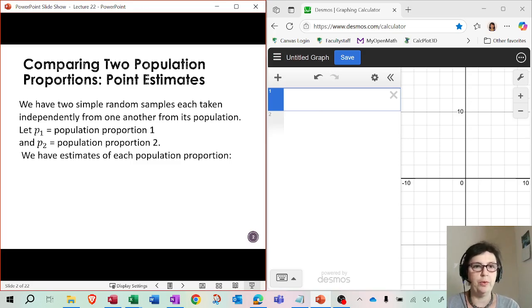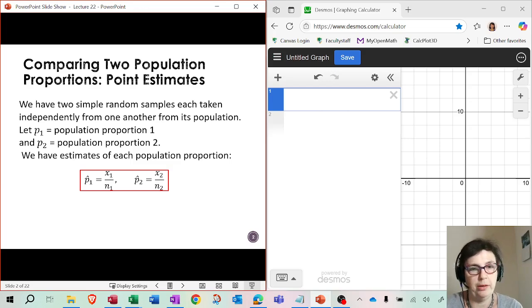We have p1, which is population proportion 1, and p2, which is population proportion 2. What we want to do is estimate them based on what we get from two samples independently selected from each population. They will give you the number of successes and the number of trials for each of the samples. Then p1 hat is the sample proportion, but it also has another name: a point estimate of the corresponding population proportion. Computing just means dividing the number of successes by the number of trials for each proportion.